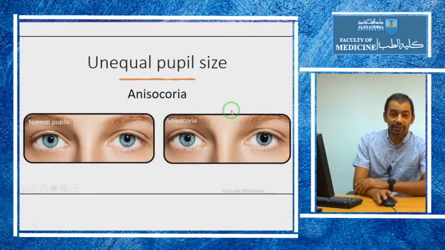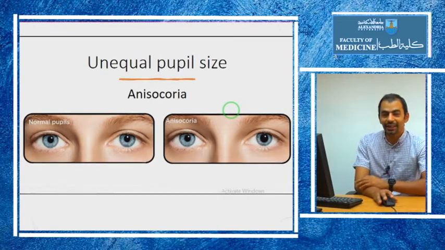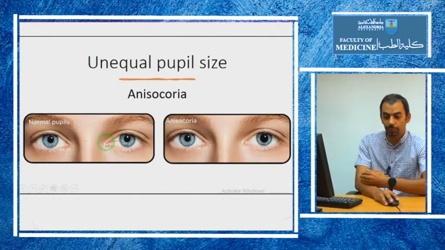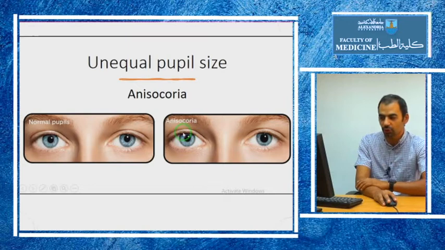The second abnormality in the pupil is anisocoria, and we will see that in the slides later on. Anisocoria means unequal size of the pupil. So this patient, for example, is having normal size of the pupil. They are equal in size, but this patient has a larger pupil on that side, and this is called anisocoria.